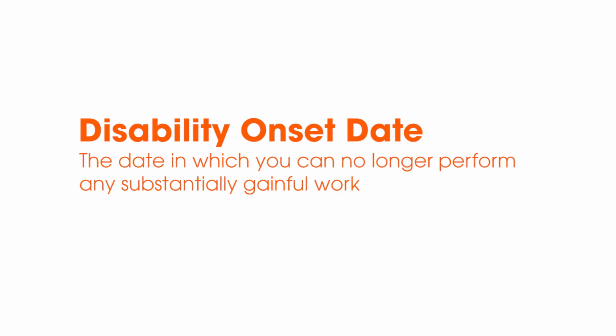One of the most common mistakes we see with CPP disability claims is that people or their representatives choose the wrong disability onset date. Now, the disability onset date is an important concept for CPP disability claims. Essentially, it's the date when you are determined to no longer be able to perform work on a substantially gainful regular basis.